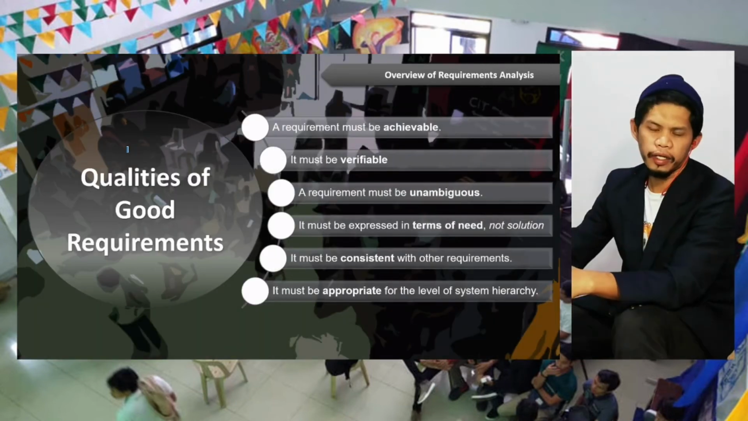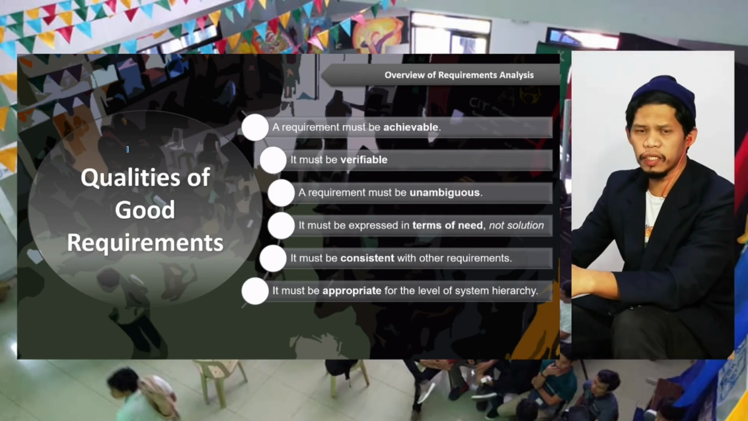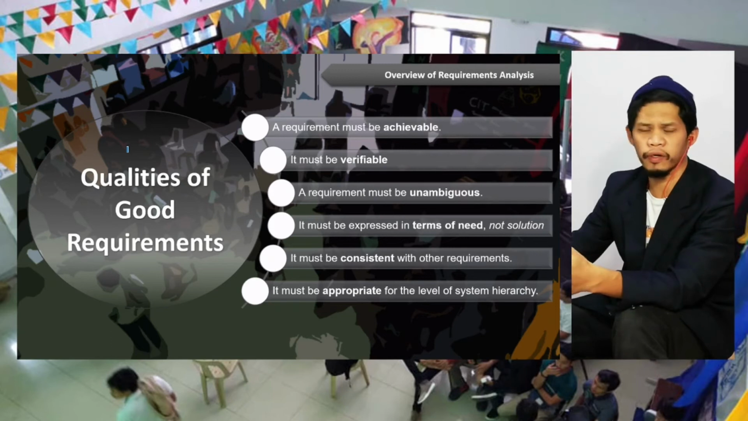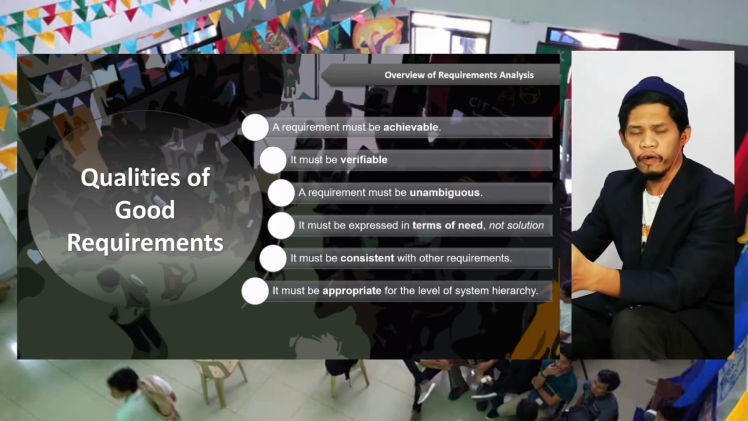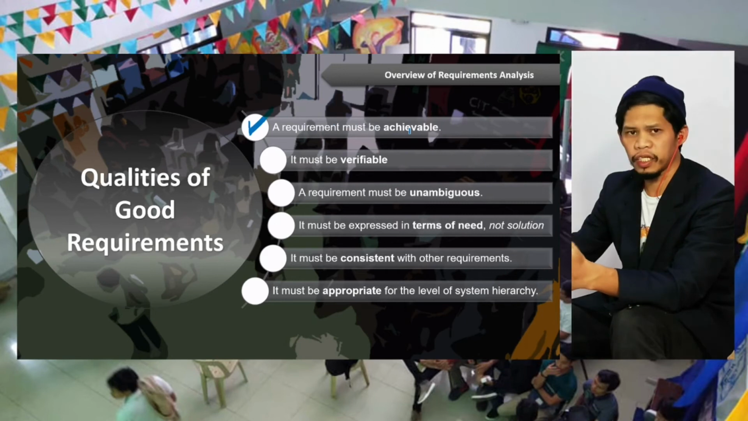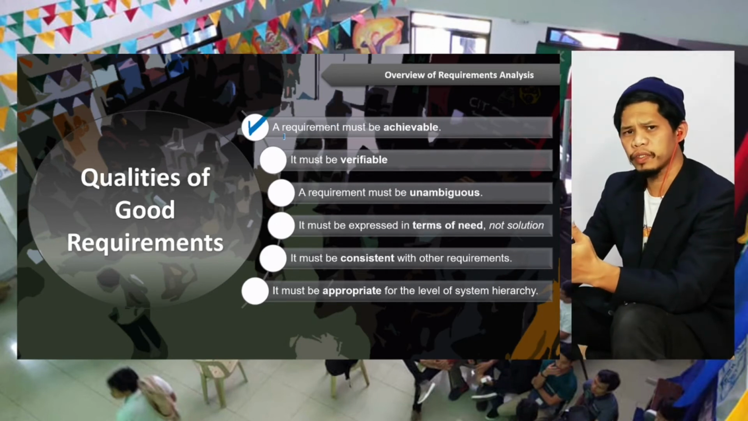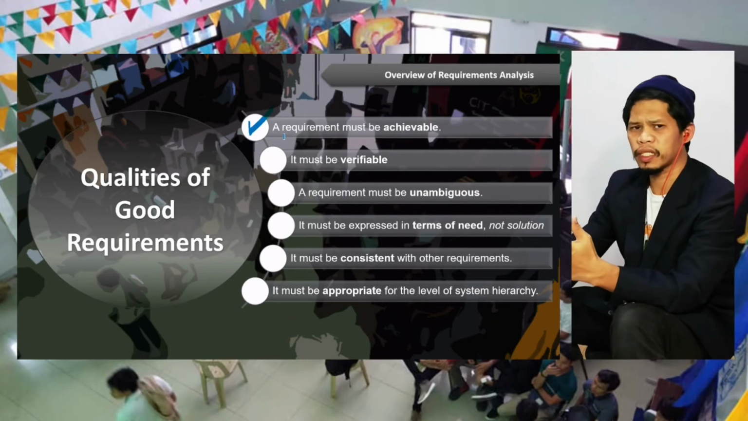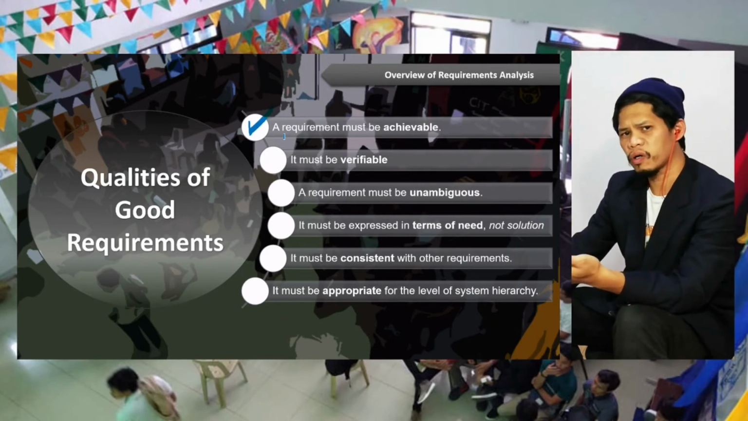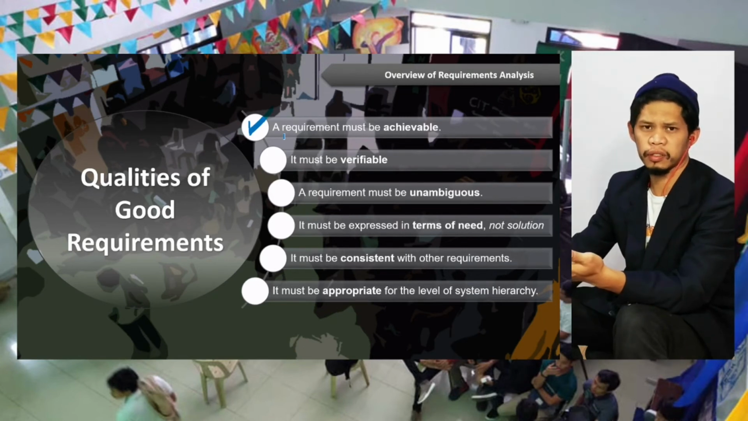In the process of requirements analysis, it's important for us to recognize the qualities of a good requirement, allowing us to minimize the conflicts and issues of the requirements. Some of the qualities of a good requirement are as follows. First, a requirement must be achievable, meaning the requirement should be achievable based on the technical capacity of the developers, technologies, or the funding of the customers.